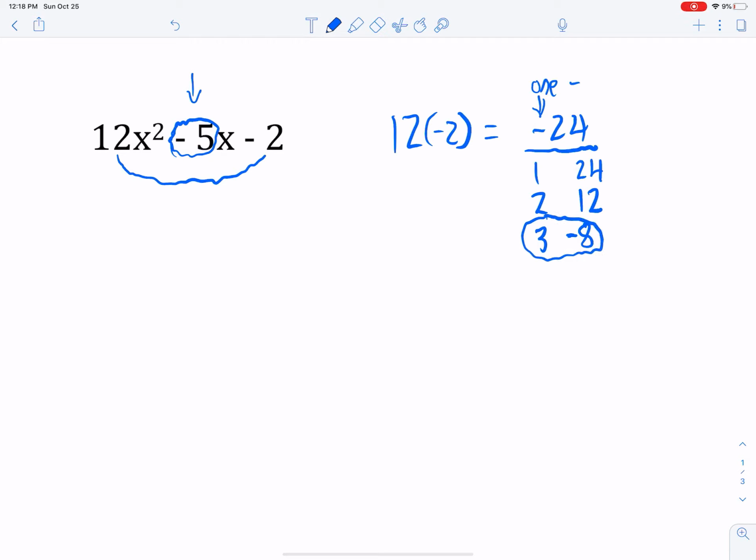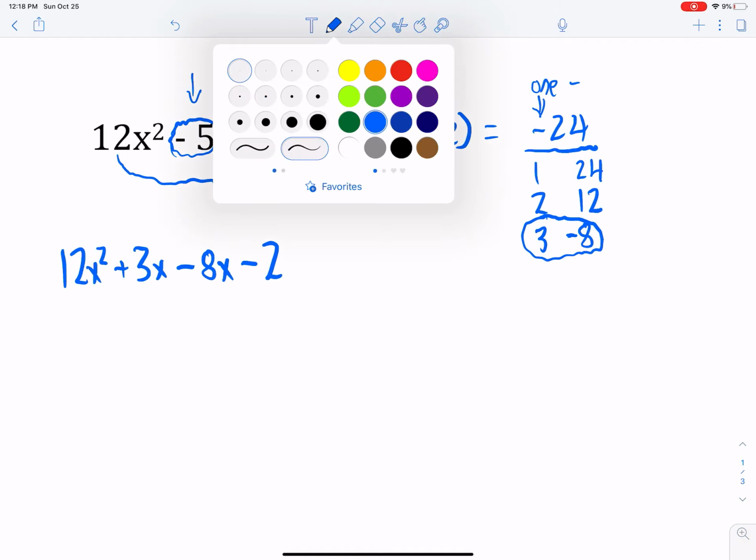So remember, once you find the two numbers that you're looking for, you leave the first term alone, and you use those two numbers that you just found to split up the middle term. Instead of -5x, we have +3x and -8x. And then we leave the last term alone. So you leave the first and last term alone, you find the two numbers that you need, and you use those to rewrite that middle term. Now we do the factoring by grouping.